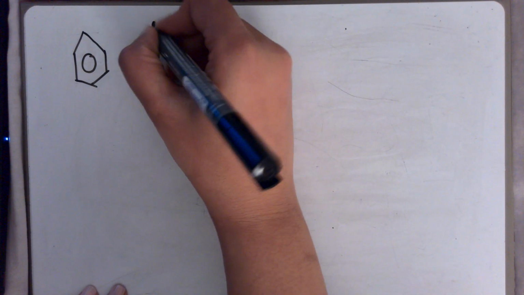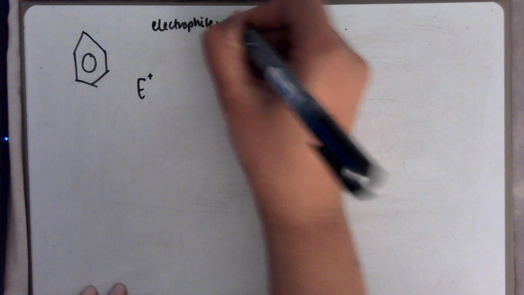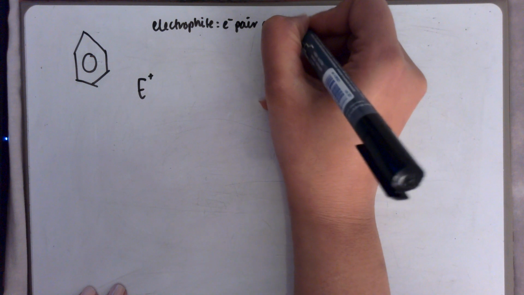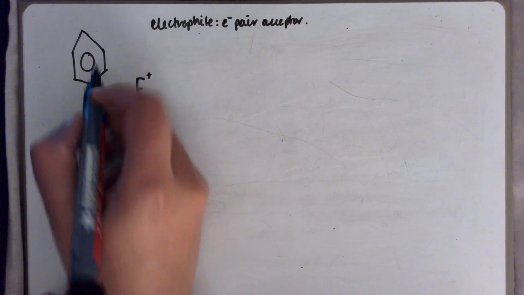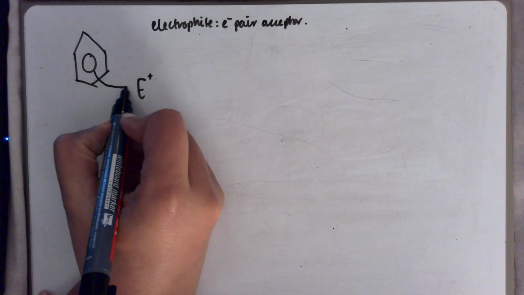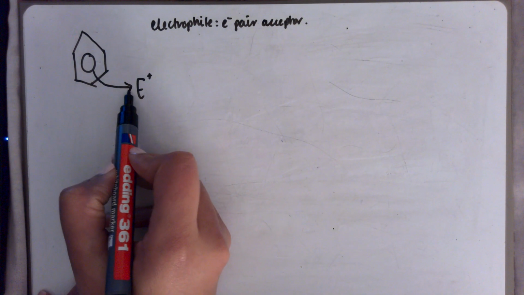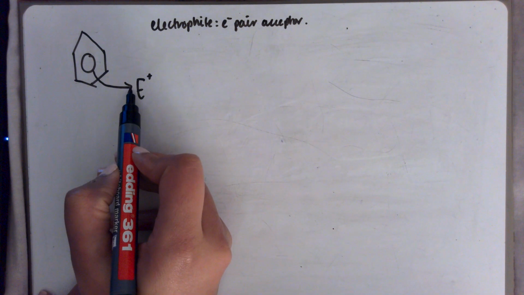So an electrophile, we know, is an electron pair acceptor. So what it's able to do is accept electrons from the ring. So those delocalized ring of electrons will be attracted to the electrophile and therefore attack it. Arrows show movement of electrons, so they're showing movement from the ring towards the electrophile.